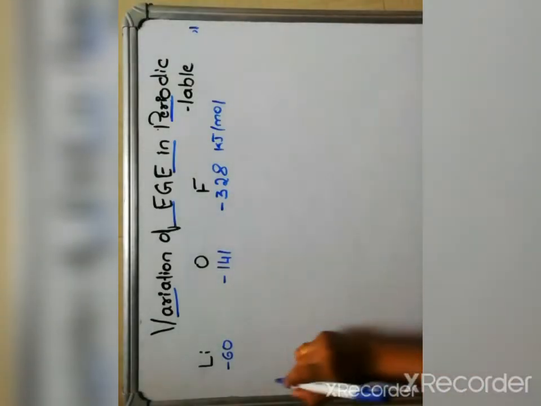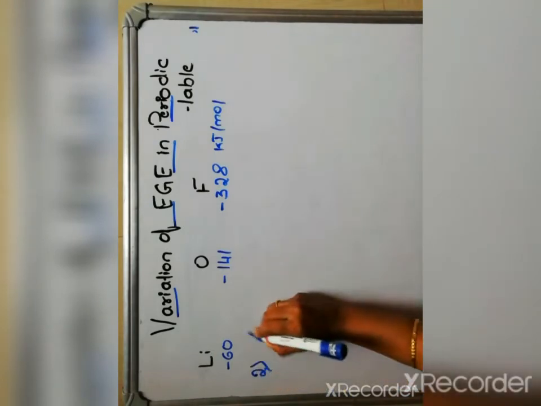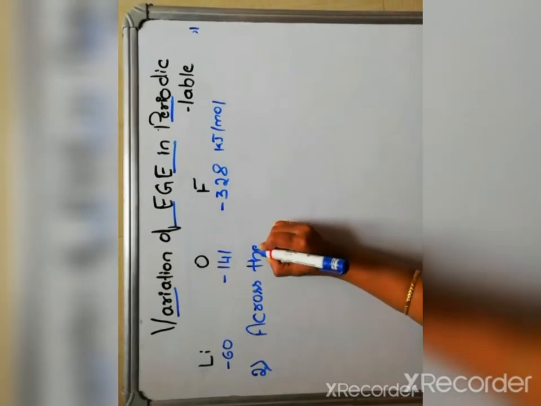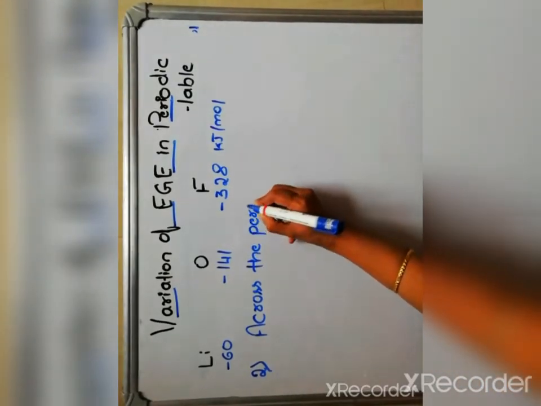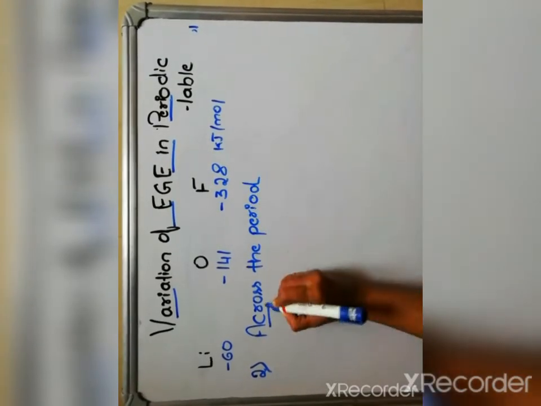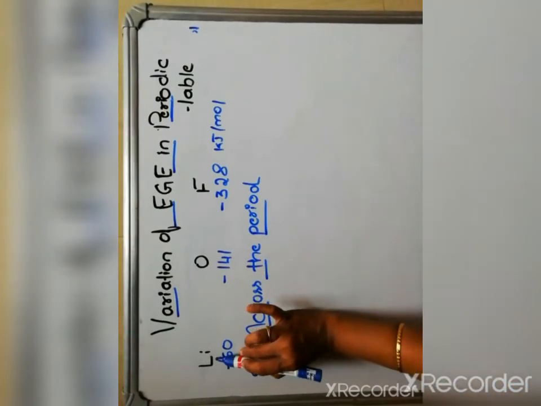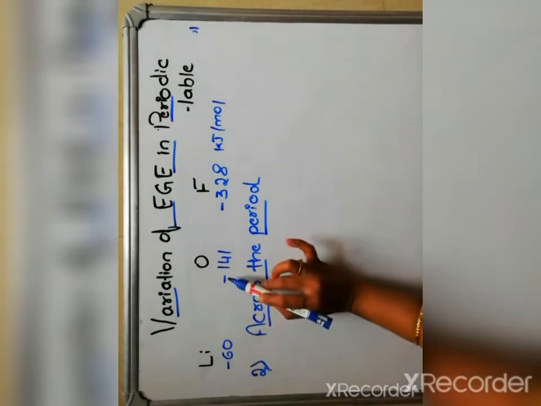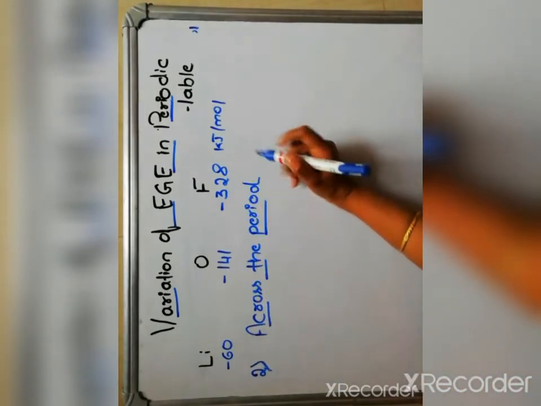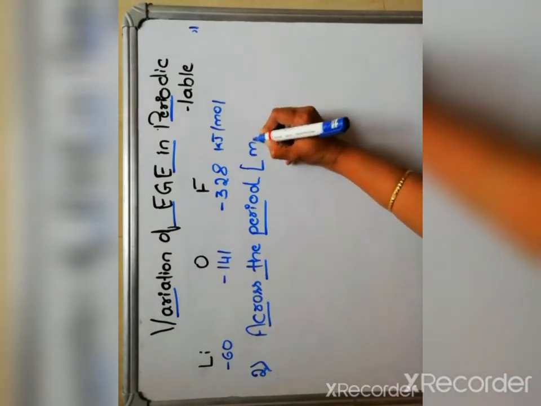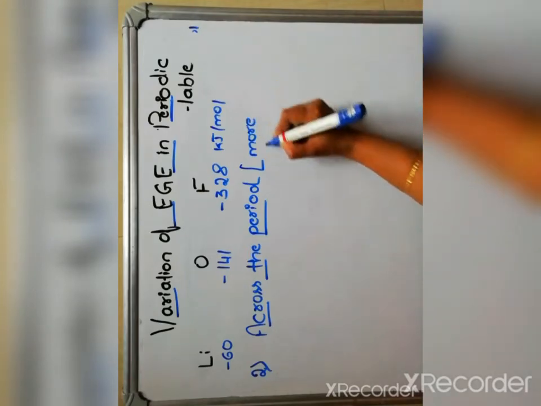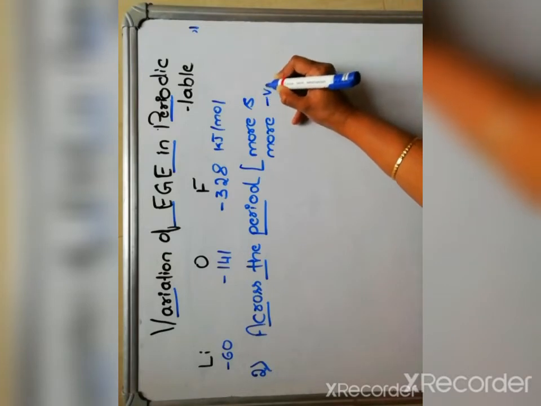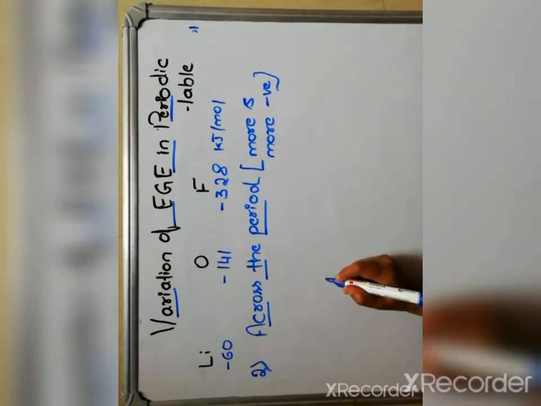Second point, across the period. What happens to the electron gain enthalpy across the period? You can see here lithium, oxygen, fluorine. Look at what is happening: electron gain enthalpy is becoming more and more negative. The values are becoming more and more negative, right? So what is the reason for this?